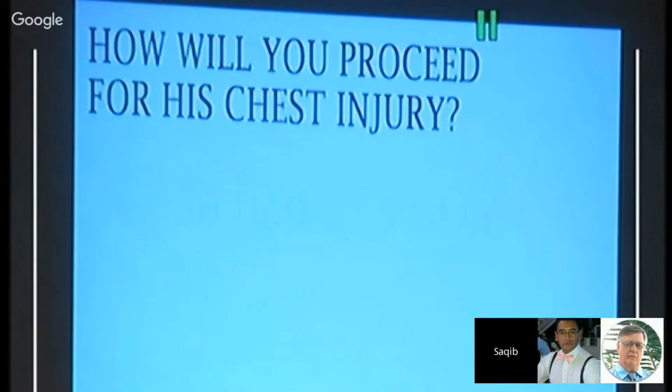Now, in the secondary survey, how will you proceed with the chest injury? This patient had a chest tube in, and the X-ray showed lung collapse, pneumothorax, subcutaneous emphysema, rib fractures. Would you like to proceed with some secondary survey for the chest injury? You would ask for a CT chest to exclude parenchymal damage. Would you go for it or not? You will.